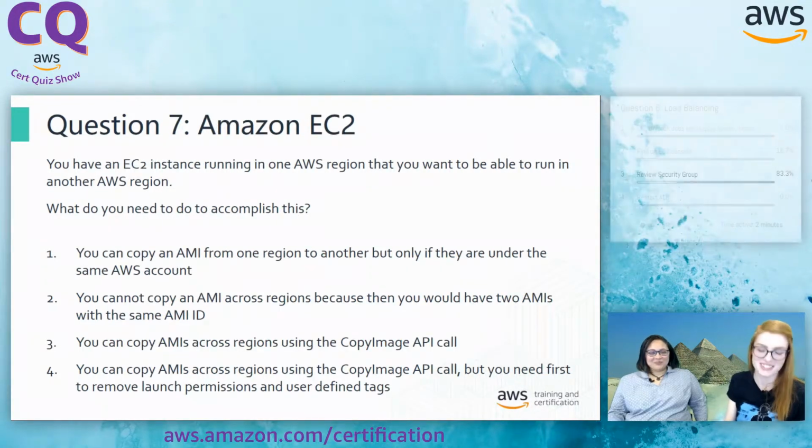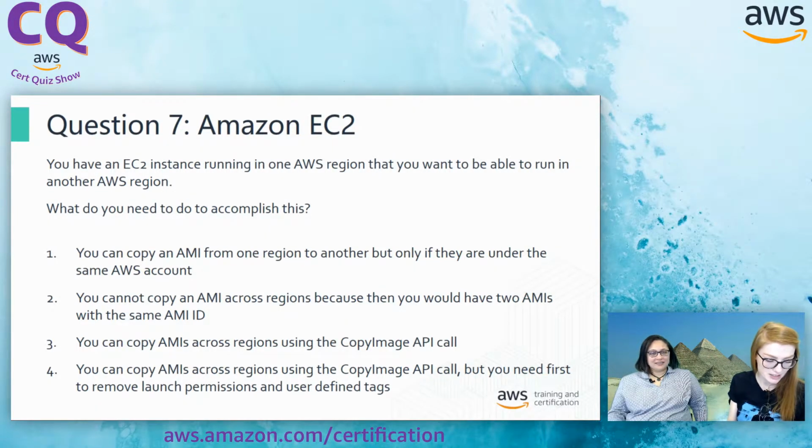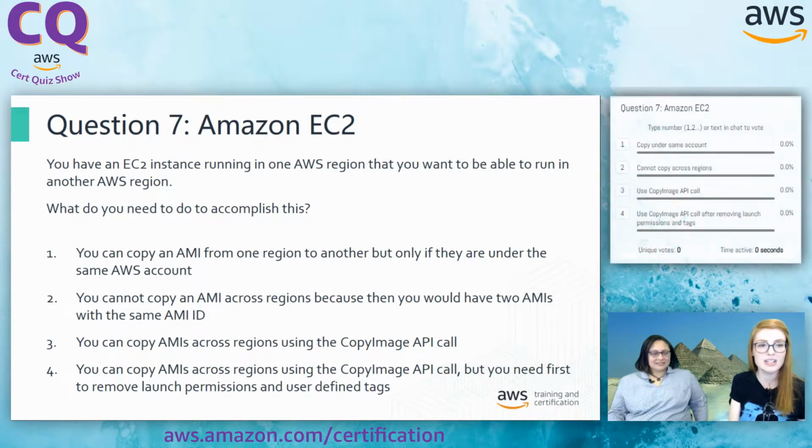All right, question number 7. Amazon EC2. You have an EC2 instance running in one AWS region that you want to be able to run in another AWS region. What do you need to do to accomplish this?